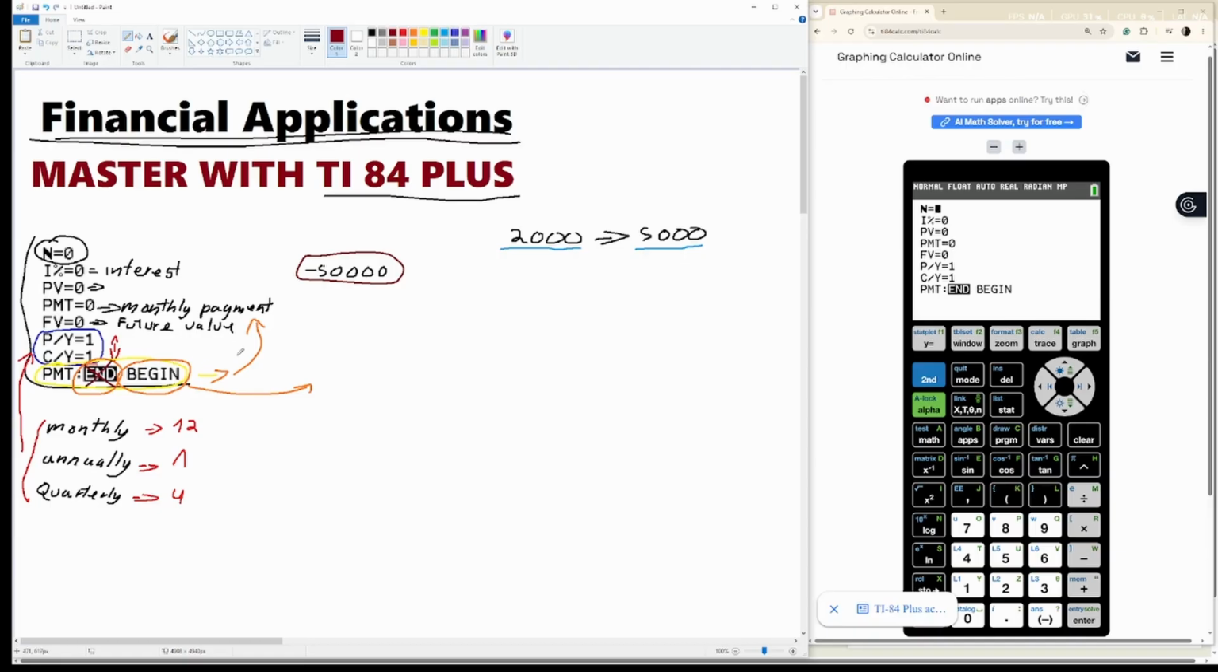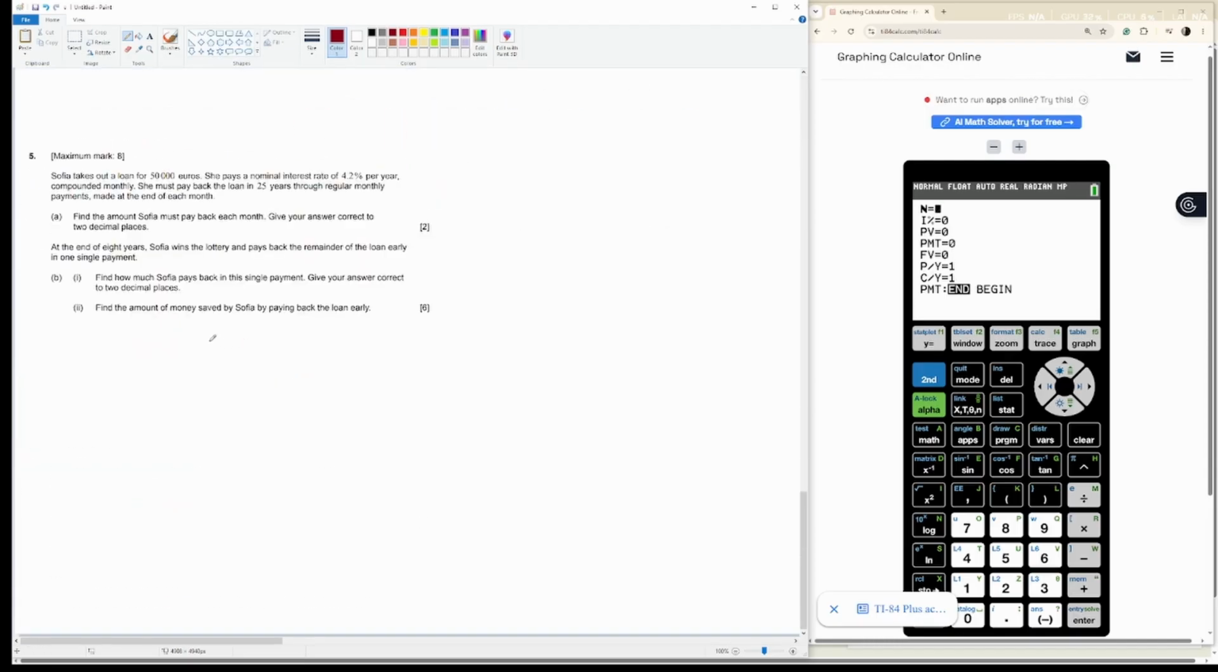So let's take a few examples as well. I think this is one of the easiest topics overall in financial applications, because you're given all the data and everything you have to do is just play with your calculator and you will get the right answer. So let's go to an exam exercise.